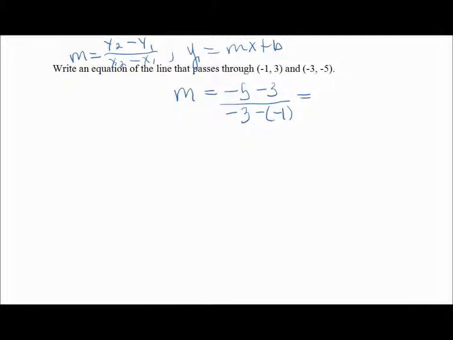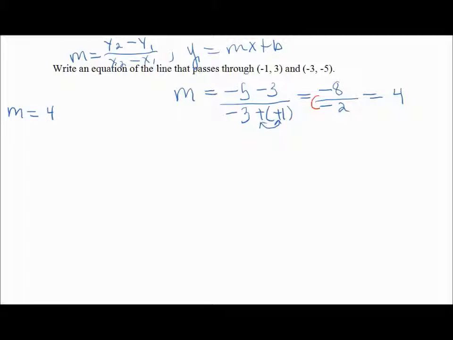Okay, so for your numerator you have -5 minus 3 giving you a -8. For your denominator you have negative 3 plus 1. Remember to change these two back-to-back negative signs into positives, okay? So negative 3 plus 1 will give you a negative 2. Then you have to reduce. You should have negative 8 divided by a negative 2, excuse me. A negative divided by a negative is positive, so this should be a positive 4. So now I have my m value.